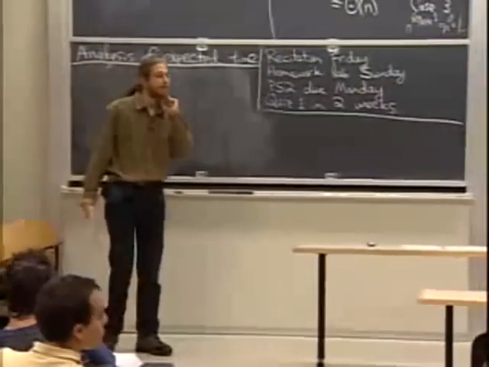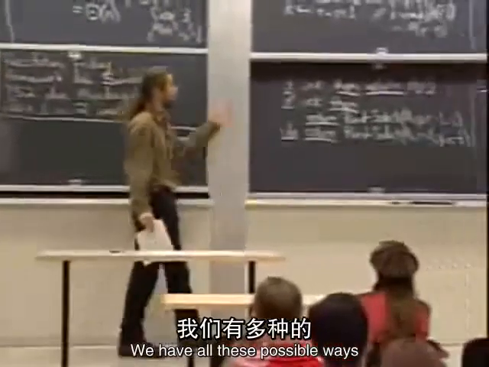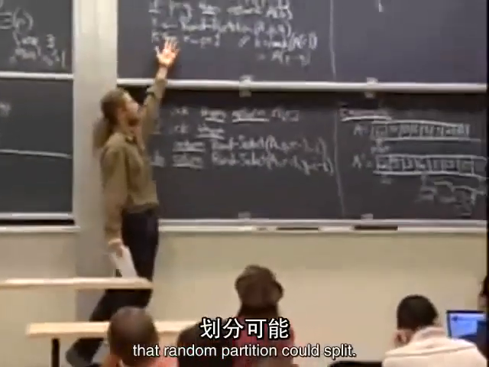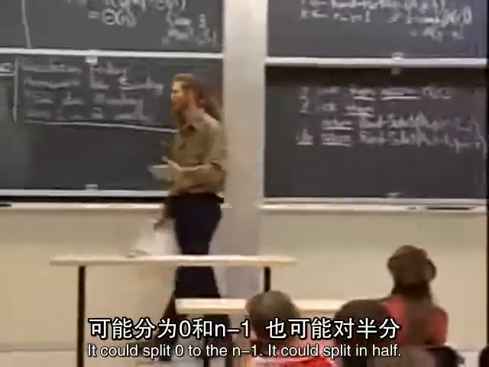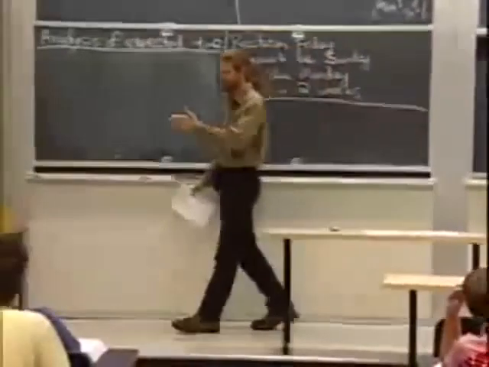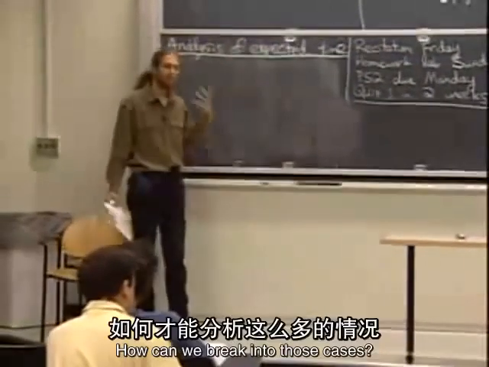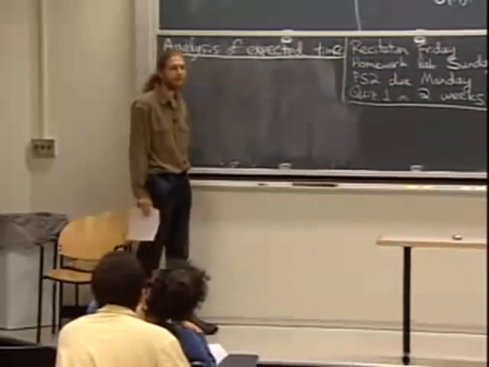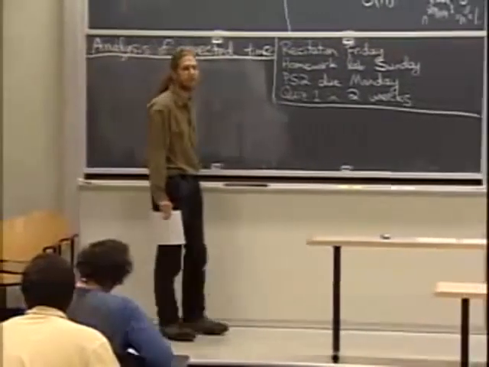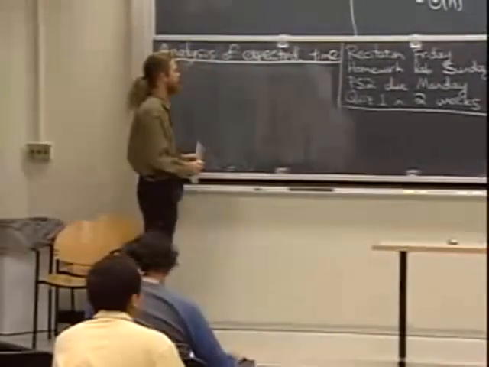Look at different cases. Yeah, exactly. So we have all these possible ways that random partition could split. Could split 0 to n minus 1. Could split in half. There's n choices where it could split. So how can we break into those cases? Indicator random variables. Cool. Exactly. That's what we want to do.